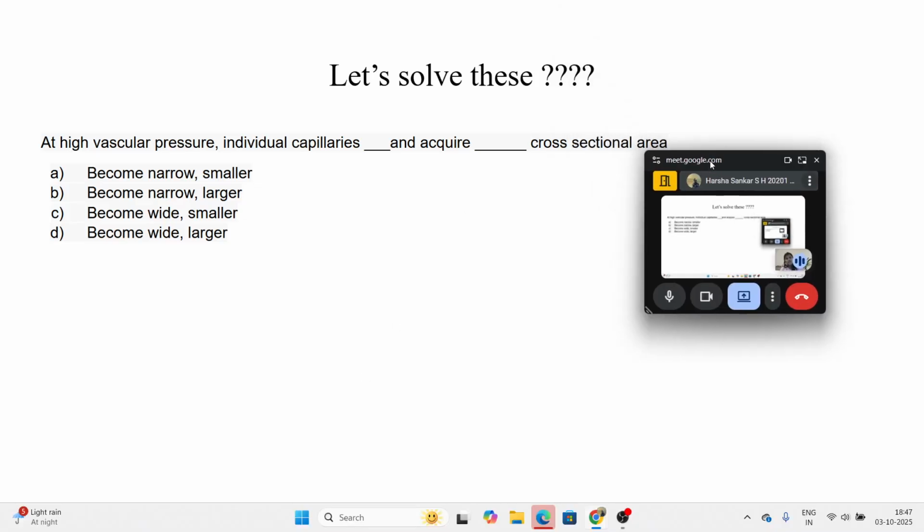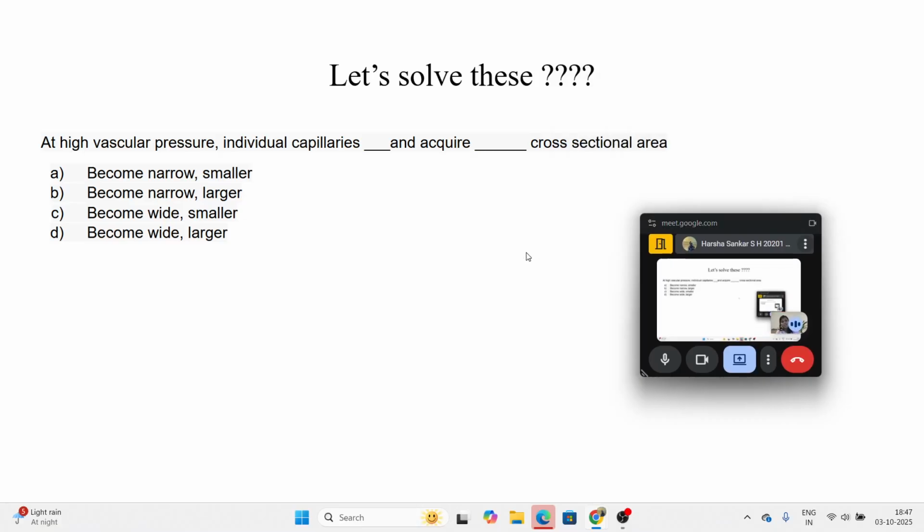Next question: at high vascular pressure, individual capillaries are dash and acquire dash cross-sectional area. Options: become narrow, smaller cross-sectional area; become narrow, larger cross-sectional area; become wide, smaller cross-sectional area; become wide, larger cross-sectional area. So it is about cross-sectional area, and at high vascular pressure, individual capillaries become wide or narrow?